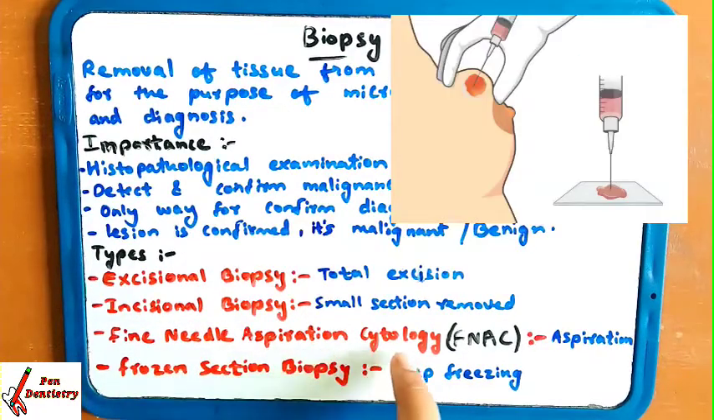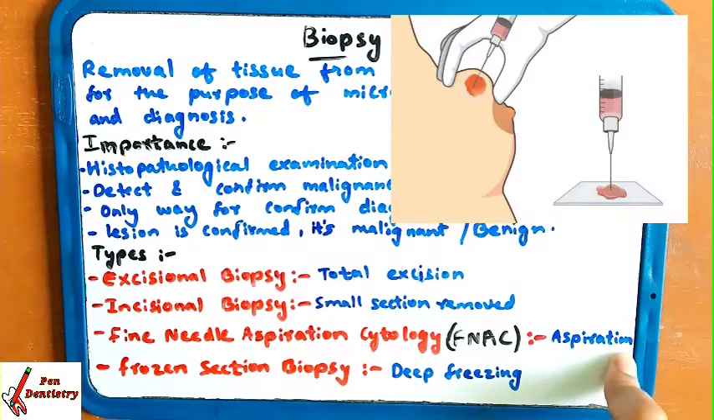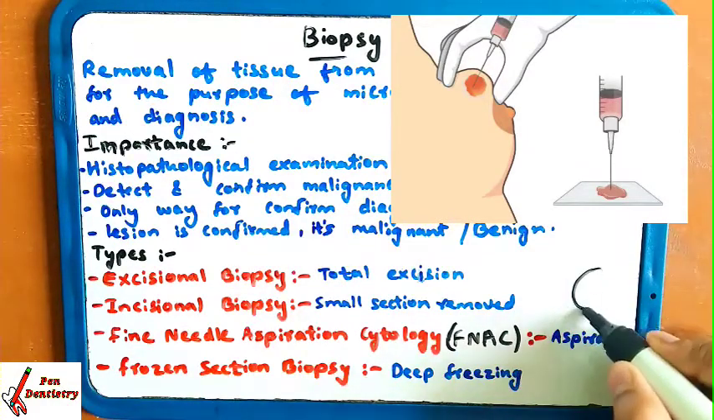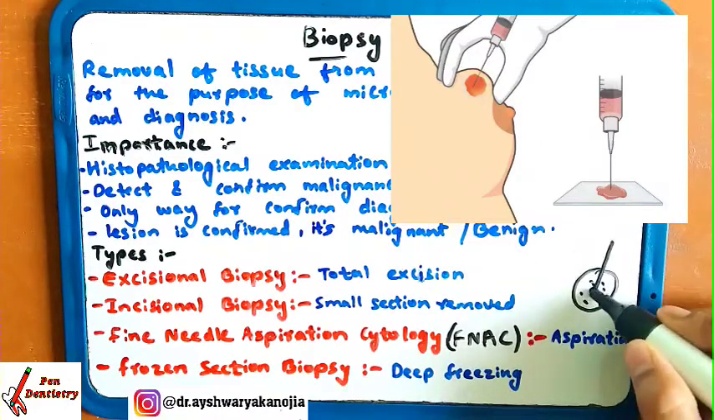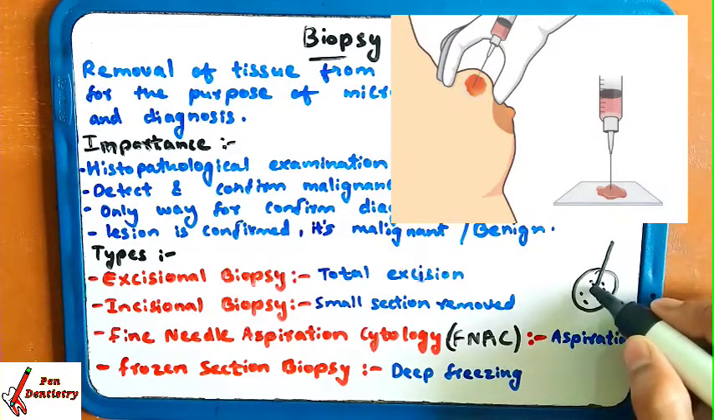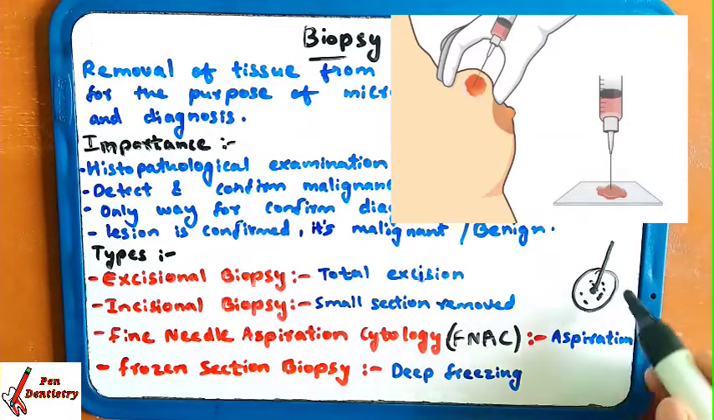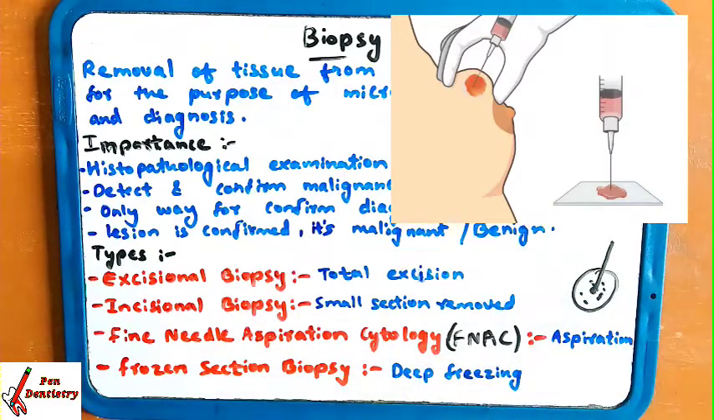Fine needle aspiration cytology, also known as FNAC. The word I have written here is aspiration. It is done by aspirating tissue material. If this is the lesion, you are going to aspirate the material which is inside the lesion. Microscopic examination is done of this material and the diagnosis is made. This is the fine needle aspiration cytology, FNAC.